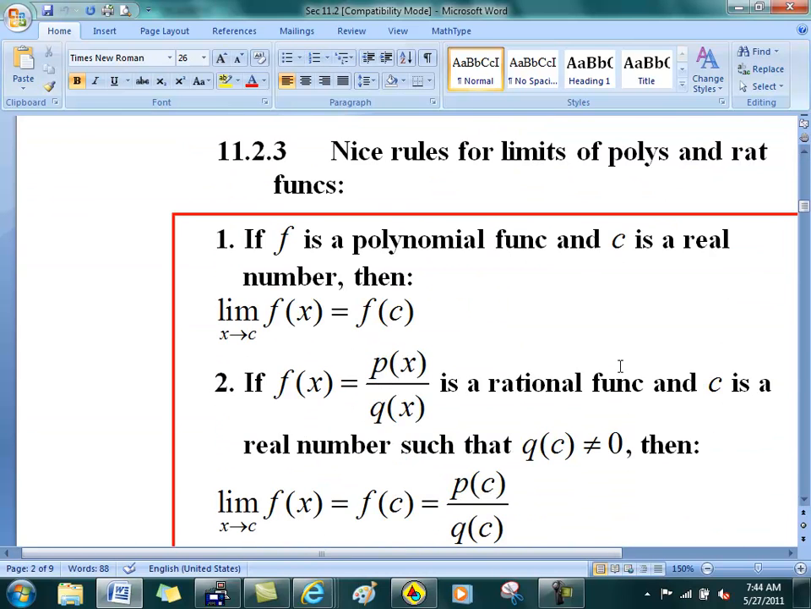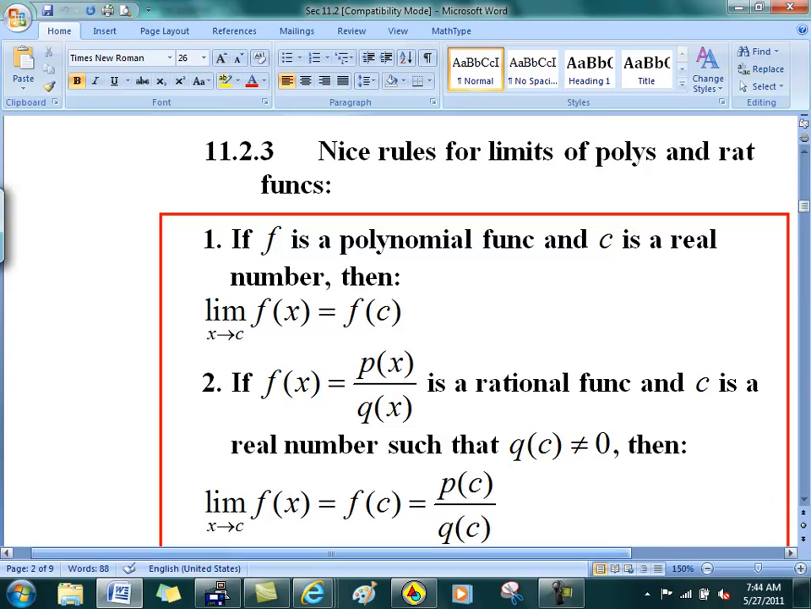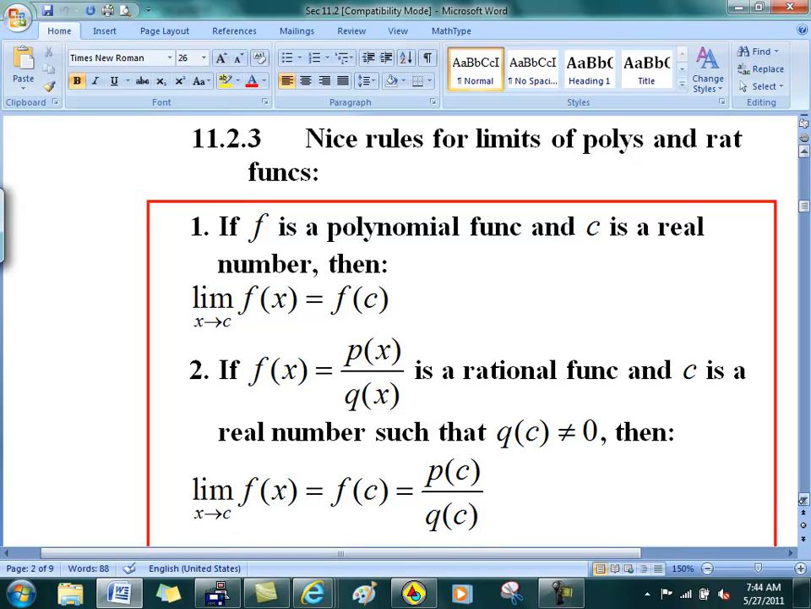Okay, some nice rules to find limits of polynomials and rational functions. So take that down. It looks really intimidating. The bottom line is, what's the bottom line? It works. Something really practical. Just plug it in. Yeah, just plug it in. Okay, so plug it in, plug it in.